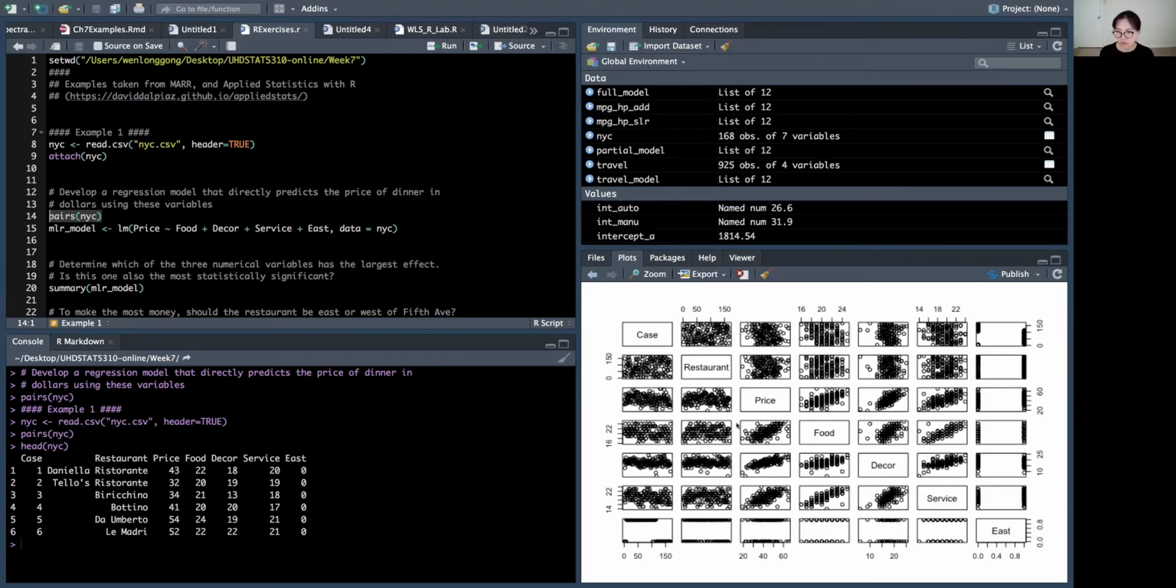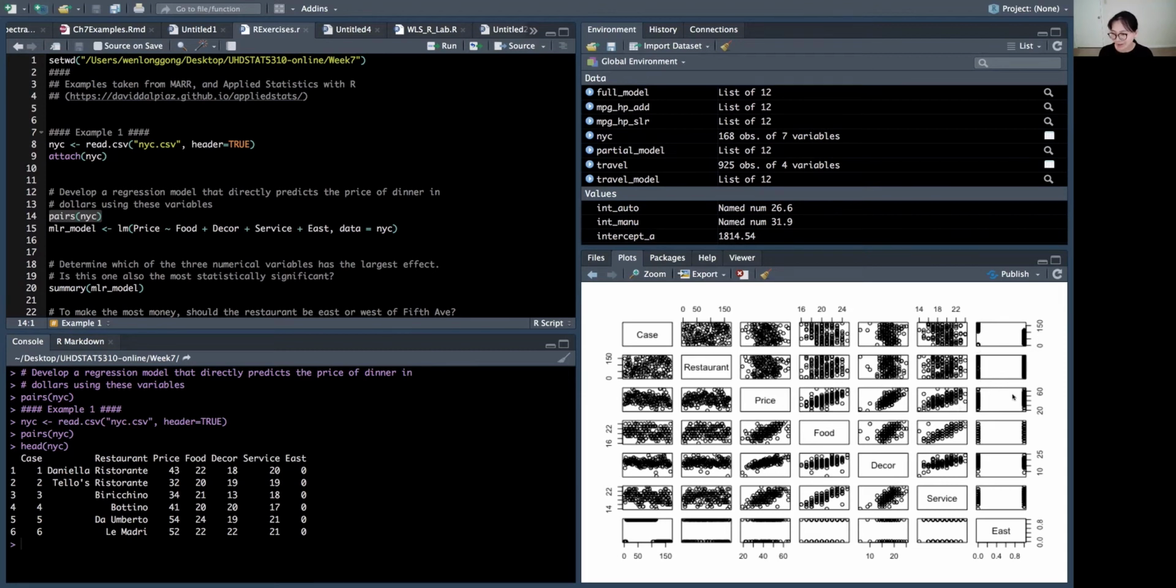Okay, so this is just one way to visualize your data, find interesting patterns, and figure out maybe what to include in your multiple linear regression model. So it's better to take a look at all of these scatter plot matrices. Oh, you might notice this east variable, it's strange, right?